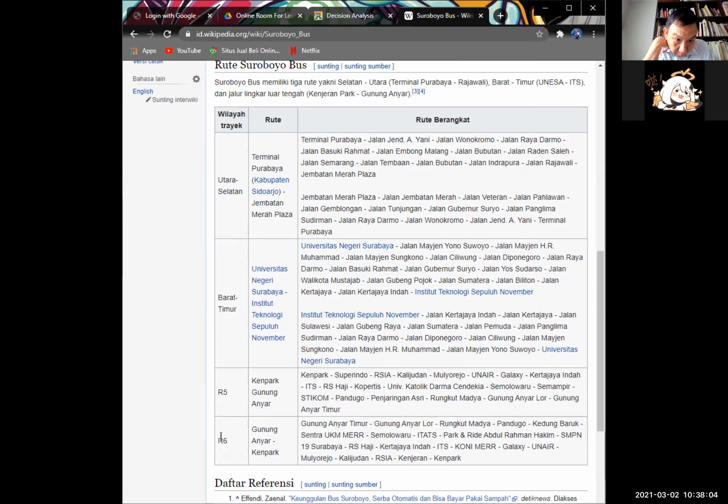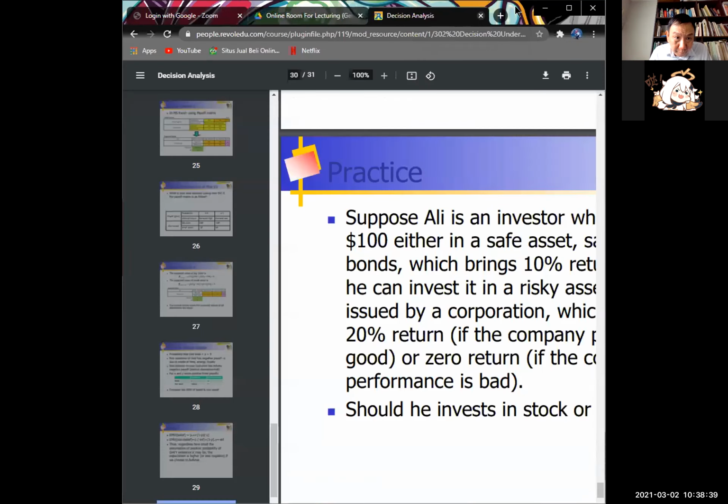Utara, Selatan, Barat, Timur. Maybe because of the return, they are actually the same route, but the return is a different route. I think so. It's just a problem in the typing of the table. They are actually the same. Okay, so those are the three routes.